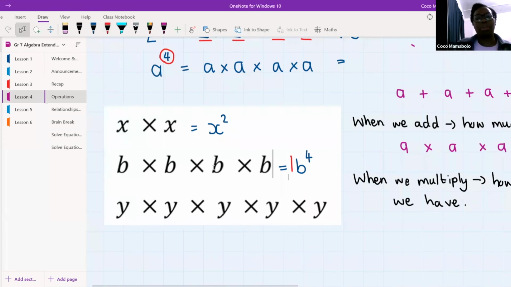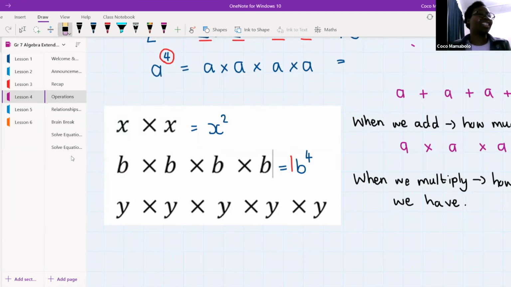Oh, but okay. But then remember, we were talking the other day about if a variable is sitting on its own, what's the coefficient sitting in front of it? What's the number sitting in front? Oh, ma'am, it's 1. So I'm going to have 1 times 1 times 1 times 1. What's 1 times 1 times 1 times 1? It's 1. Exactly. And that's where you got that 1 that you keep mentioning. Okay. That's why it's 1b to the power of 4.